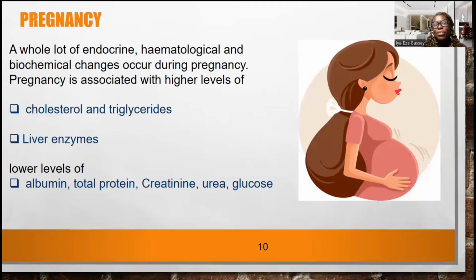Then they usually have lower levels of albumin, lower levels of total protein, lower levels of creatinine, urea, glucose. Though this is not hematologic, this is not chemical pathology, but also they will have lower levels of hemoglobin.